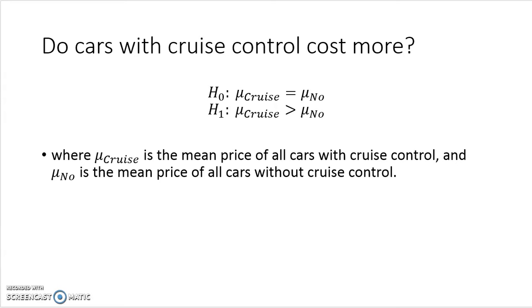Let's do a two-sample t-test in Minitab. Let's investigate the question, do cars with cruise control cost more than cars without cruise control? We'll do this using a two-sample t-test comparing the mean price of all cars with cruise control and the mean price of all cars without cruise control.